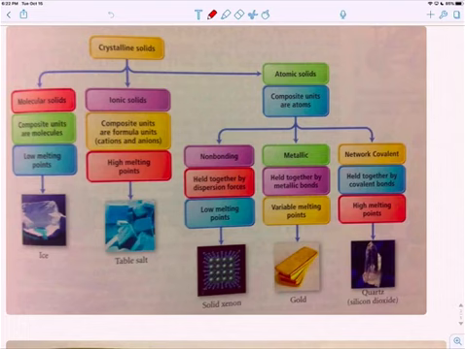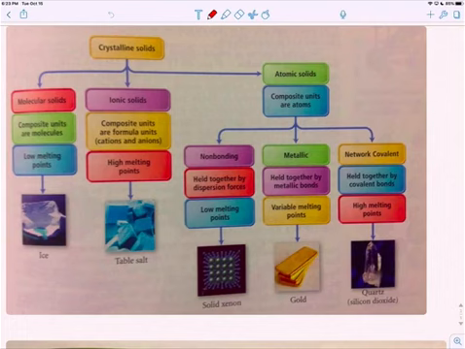Then atomic solids. So let's talk about, we have non-bonding, metallic, and network covalent. So non-bonding, these are things like the noble gases. So things like xenon here. These have extremely low melting points. They have London dispersion forces only, and they're very weak.